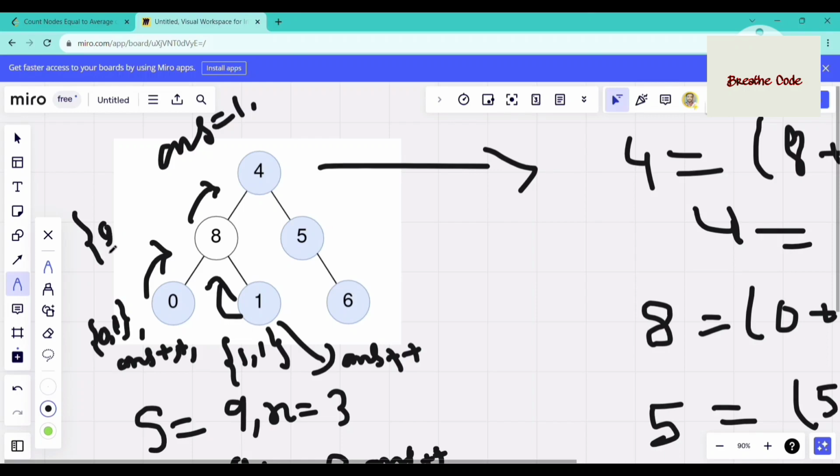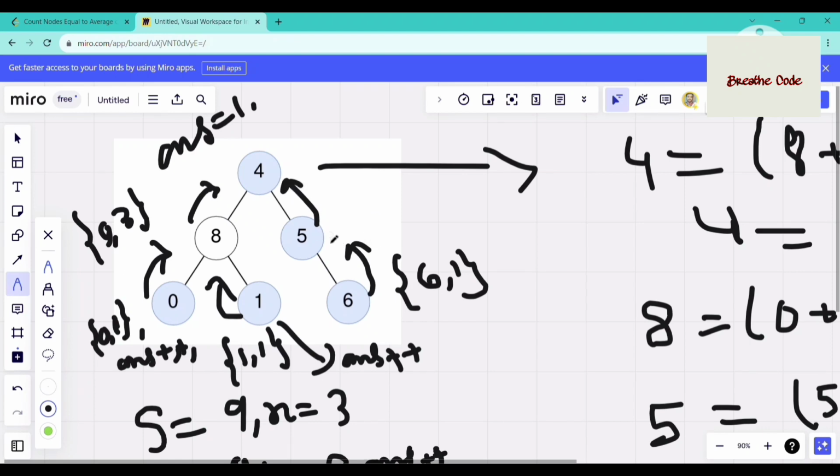So this function will return the sum. So the sum is 9, and the number of nodes is 3. Okay, then it will go to the right subtree, again it will go to the left subtree, so it's null, so it will return, and then it will go to the right subtree. So this function will return 6 is the value, and number of nodes is 1.